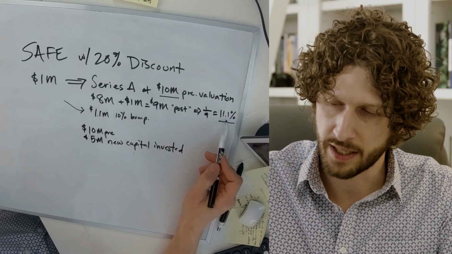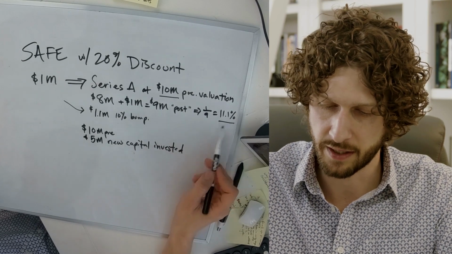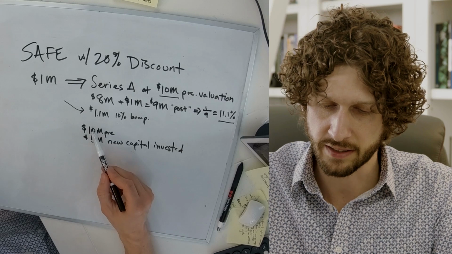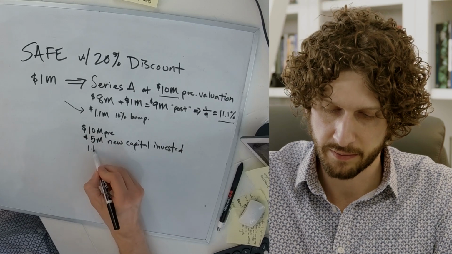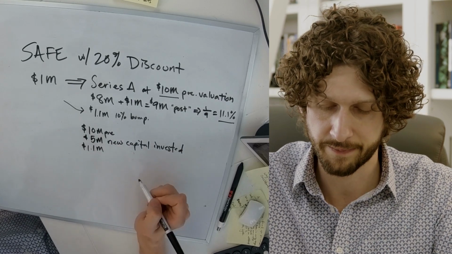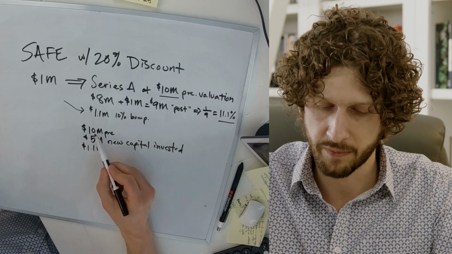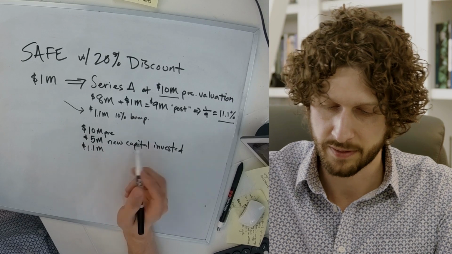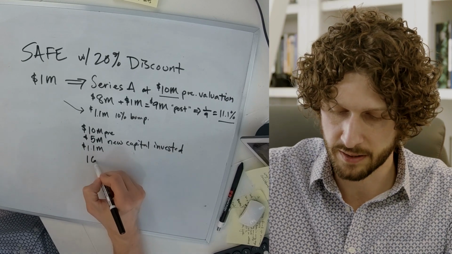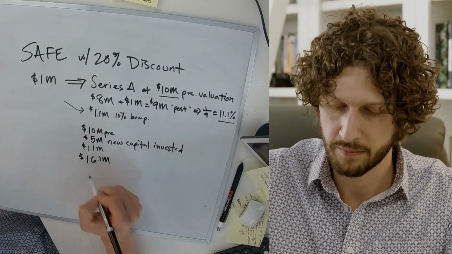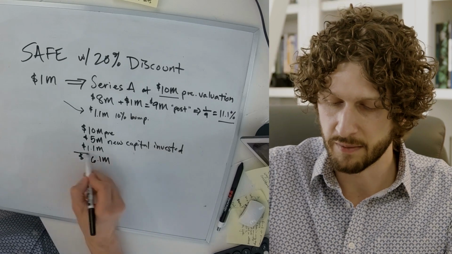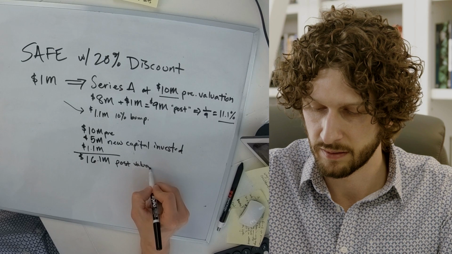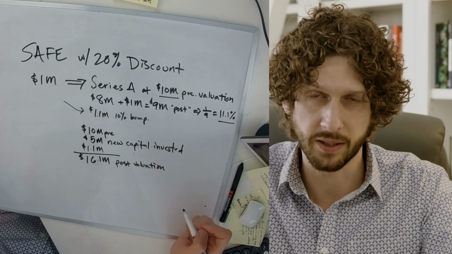So in this case, I'm going to take this 11.1% and I'm going to multiply it by this $10 million. That's going to give me this $1.1 million number, right? And then from there, I'm going to basically add these up. So that's going to give me $16.1 million as my post-money valuation in the company.